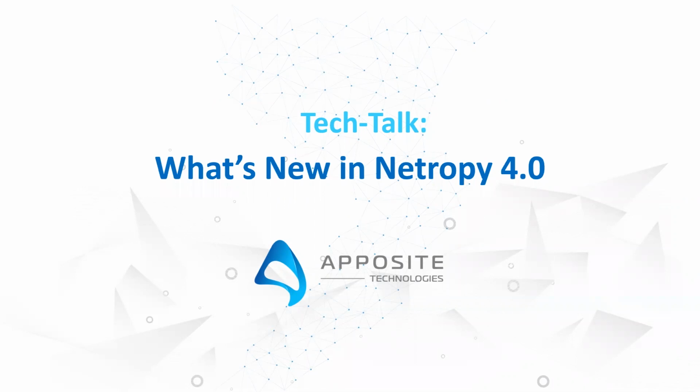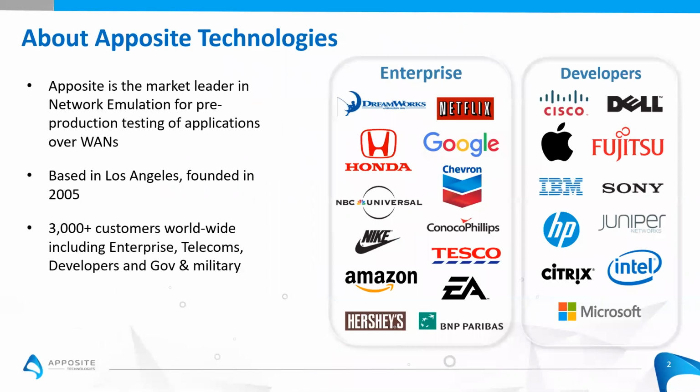I'm going to do the kind of 10-cent tour of Apposite Technologies. We are Apposite Technologies. We're the market leader in network emulators. Not only do we have physical appliances, but we also have cloud appliances and virtual machines. We are almost 15 years old. We're creeping up on our 15th birthday, and we have over 3,000 customers worldwide. And over here is a list of some of the customers in two different verticals.